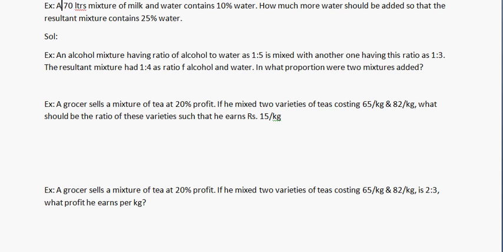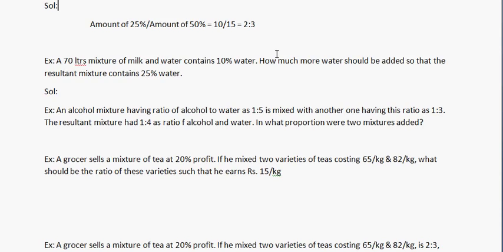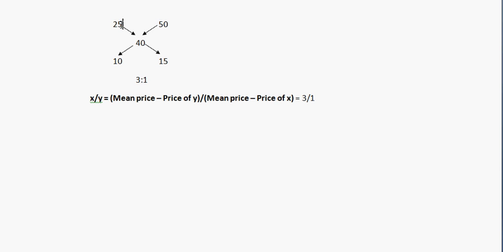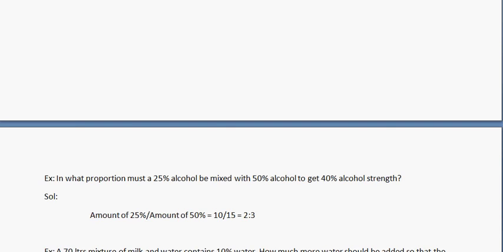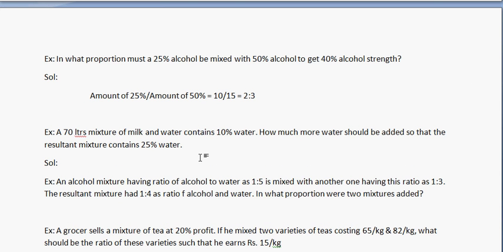In this the water percentage is 10. Now in this we have to add 100% water, pure water, and the resultant should be 25%. So on one side it's 10%, on another side it's 100%, and the resultant has to be 25. So this comes as 75, and here it comes as 15, which means it is 5:1. So the proportion of the mixture to the added water is 5:1.